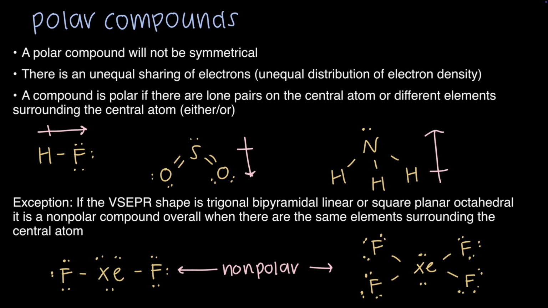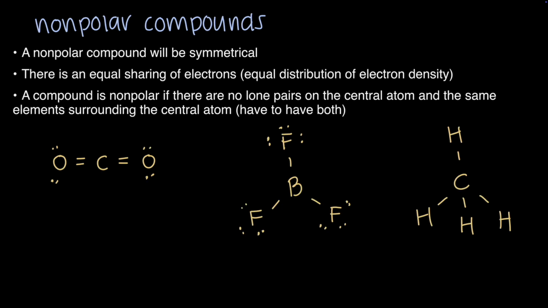An exception to this rule is if the VSEPR shape is trigonal bipyramidal linear or square planar octahedral, it is a nonpolar compound overall when there are the same elements surrounding the central atom. A nonpolar compound will be symmetrical, and this means that there is an equal distribution of electrons. A compound is nonpolar if there are no lone pairs on the central atom and the same elements surrounding the central atom, and you have to have both.